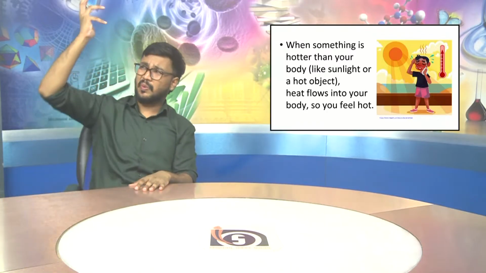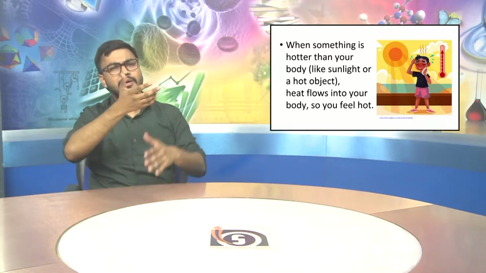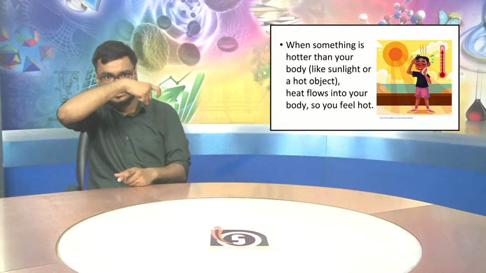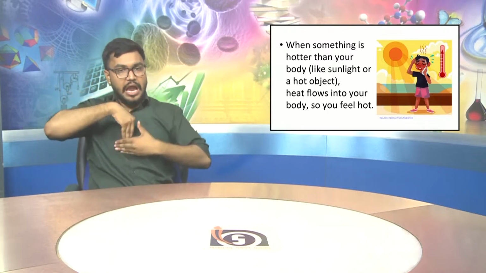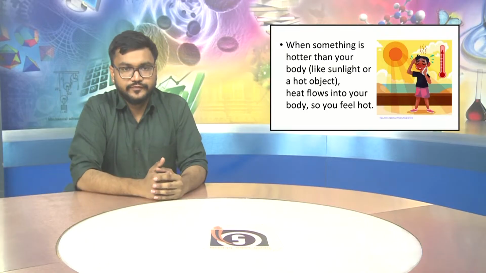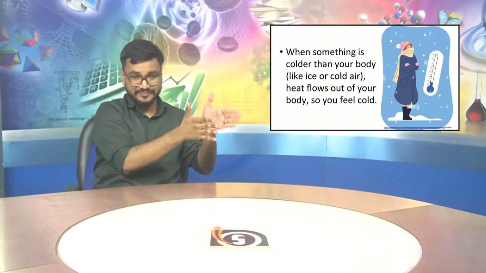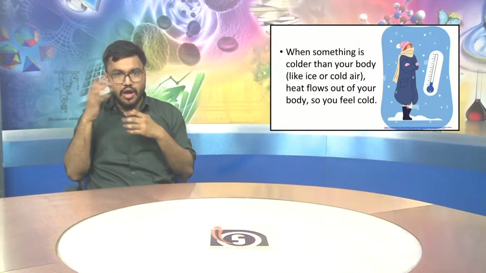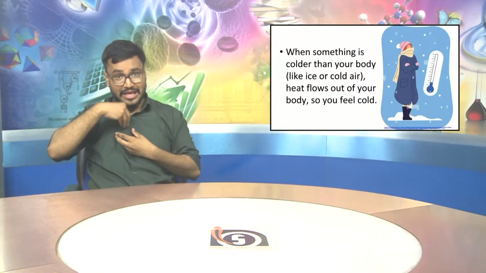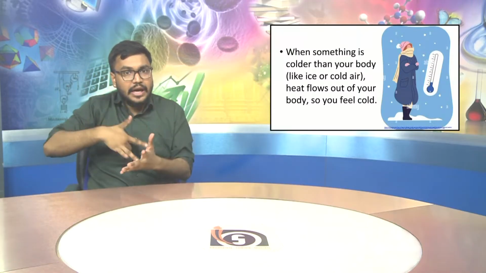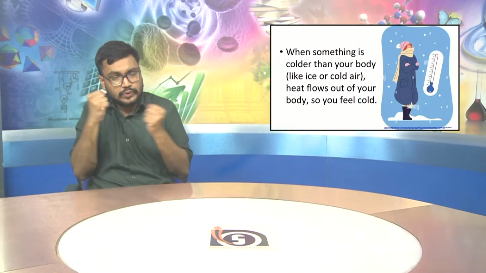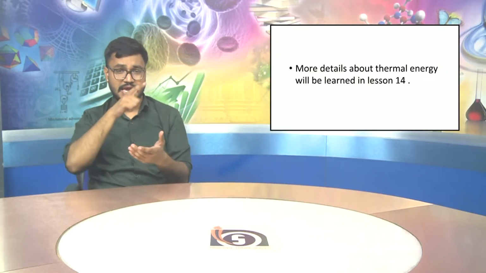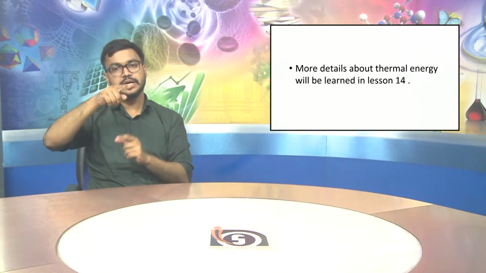For example, when something is hotter than your body, like sunlight or a hot object, heat flows into your body, so you feel hot. So it has thermal energy in it. And the same way, when something is colder than your body, like ice, cold air and snow, heat flows out of your body, so you feel cold. More details about thermal energy will be learned in lesson 14.